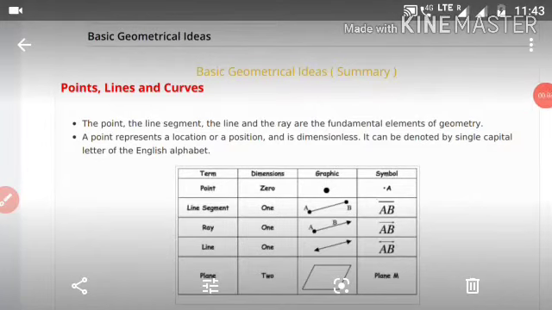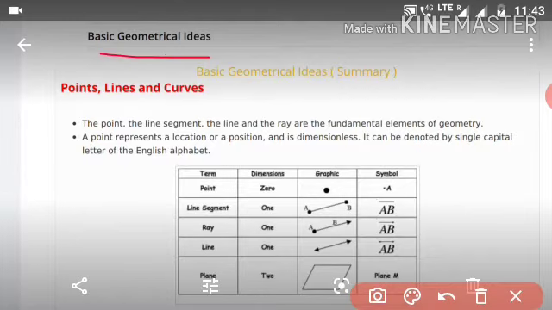So in this video I will cover class 6 maths chapter number 4, basic geometrical ideas. Okay, basic geometrical ideas summary. In this video I will cover the introduction part of this chapter. In the next video I will come with the exercise. First I will explain this chapter.